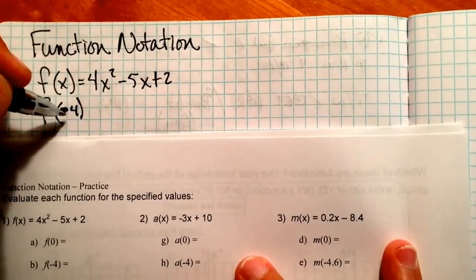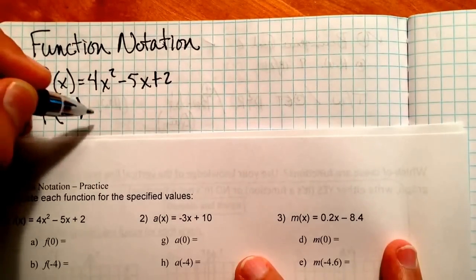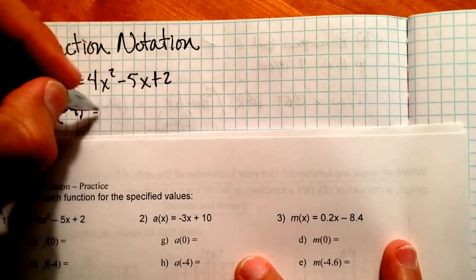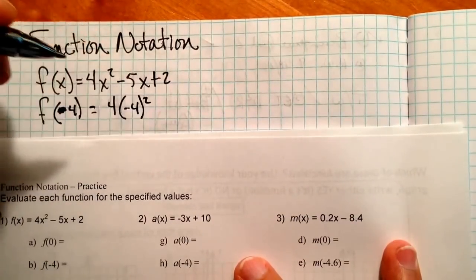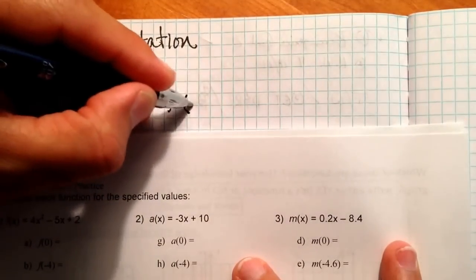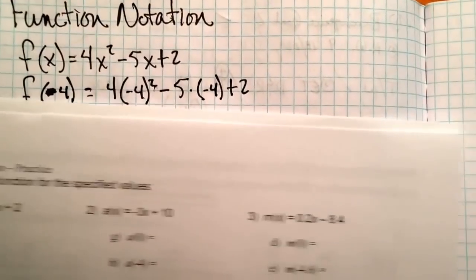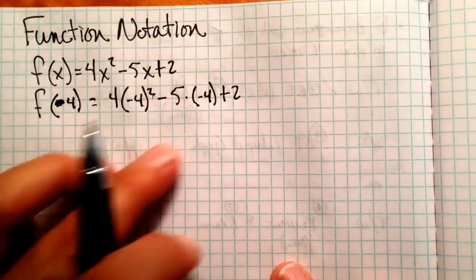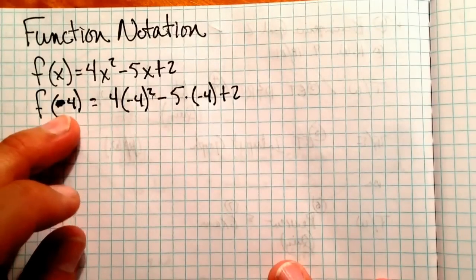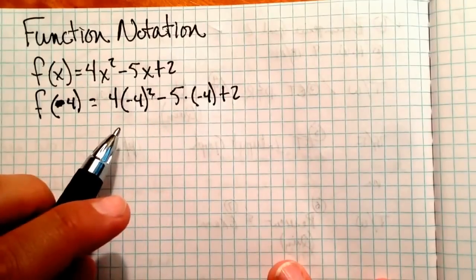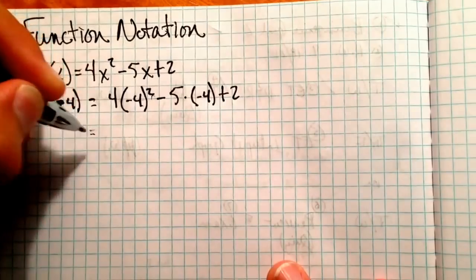So what we can do is substitute every x that we see here in the equation for negative 4. So we could rewrite this and say 4 times (negative 4) squared minus 5 times (negative 4) plus 2. Let me move my paper out of the way so we can continue working. And now we're just going to use PEMDAS to simplify this to determine the output. Negative 4 is our input, so we need to determine the output when our input, or our domain value, is negative 4.